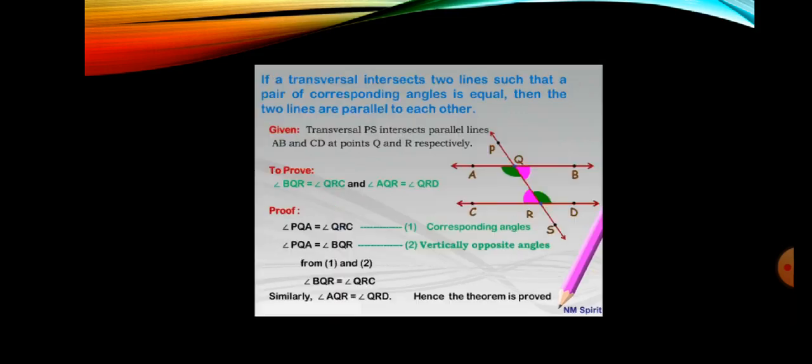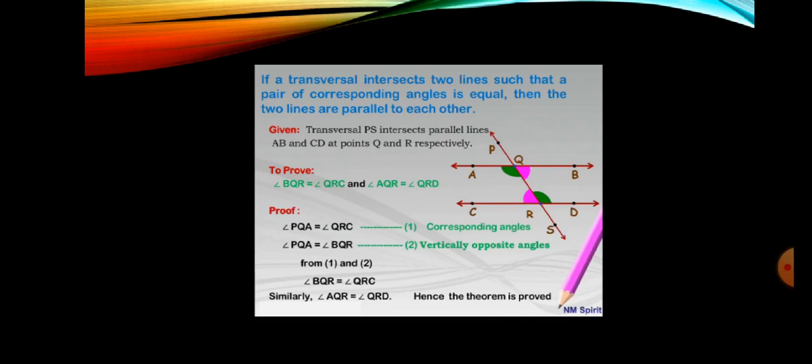Now our next theorem is: if a transversal intersects two lines such that a pair of corresponding angles is equal, then the two lines are parallel to each other. Look, here we take two parallel lines AB and CD, and PS is the transversal of both lines. Our given part is that transversal PS intersects parallel lines AB and CD at points Q and R respectively. We have to prove angle BQR and angle CRQ are equal, and angle AQR and angle QRD are equal.